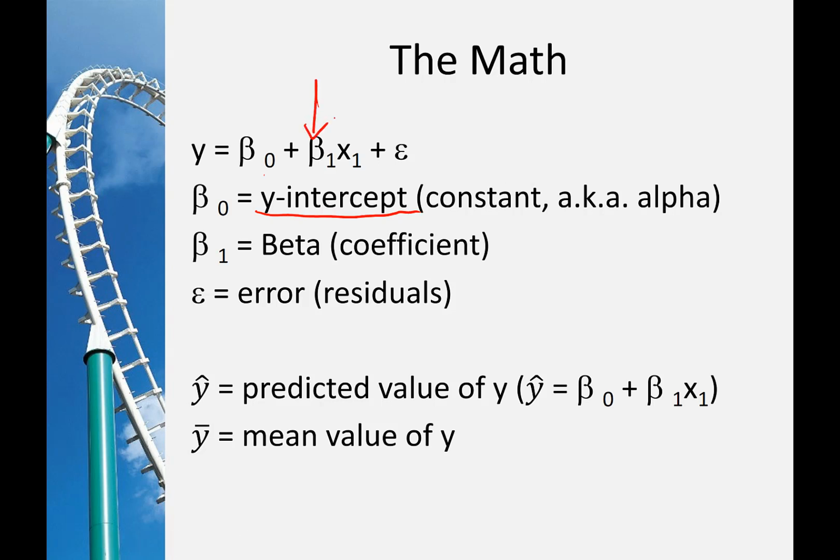Beta 1 was our old b. Beta 1 is our old m of the mx plus b. Beta 1 is the first coefficient that we generate from our first independent variable. That's why x has a 1 on it. This setup would allow us to do multiple independent variables.